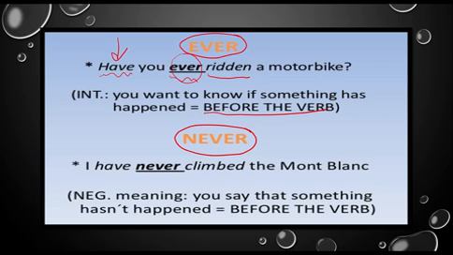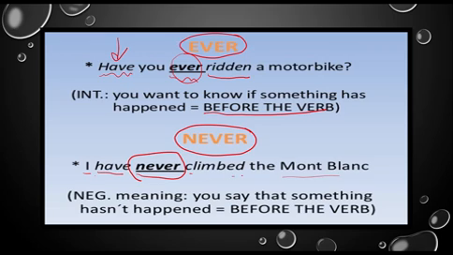Recuerda esto, en el uso del ever y never, ¿ok? Siempre, sea pregunta, sea oración, sea negativo, siempre el ever y never van a ir antes del verbo. Next example. I have never, next. What is the next? The verb in past participle. I have never climbed the Mont Blanc. Nunca he escalado el Monte Blanco.